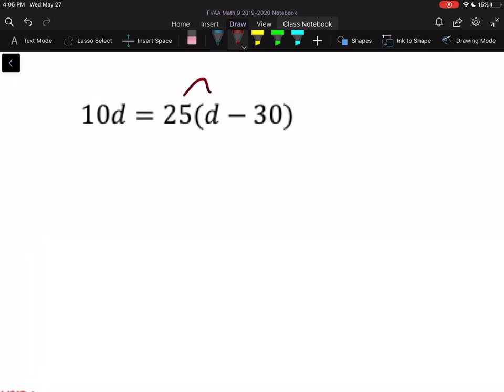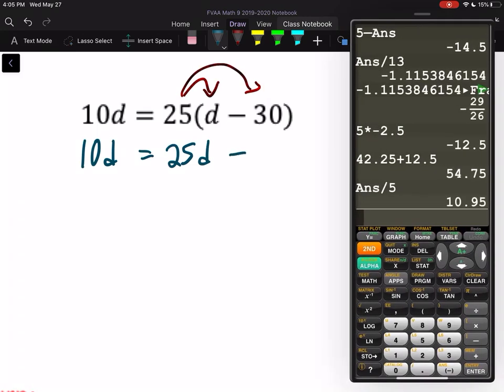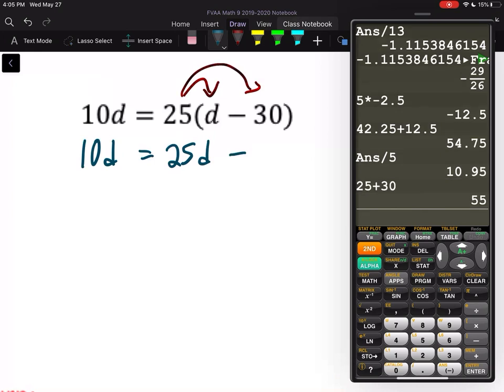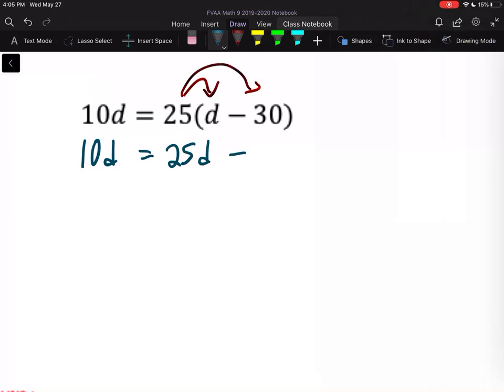So what I'm going to do is distribute the 25 into my brackets first. That's going to give me 10d still on the left side is equal to 25d minus, and then this is 25 times 30, which is 750. So 25 times d and 25 times negative 30, that's what I get.